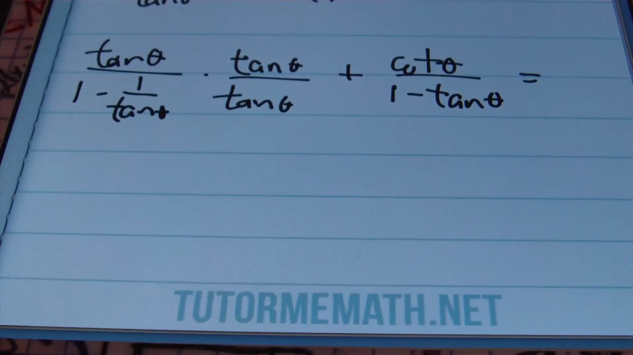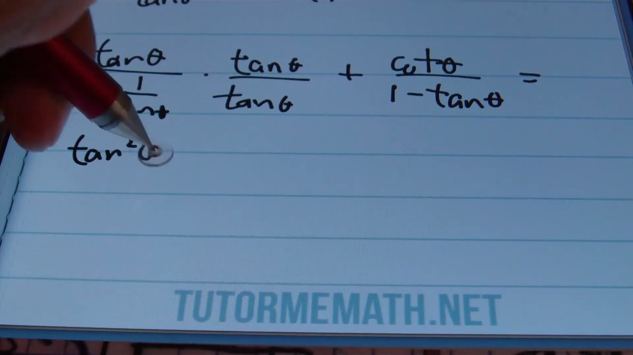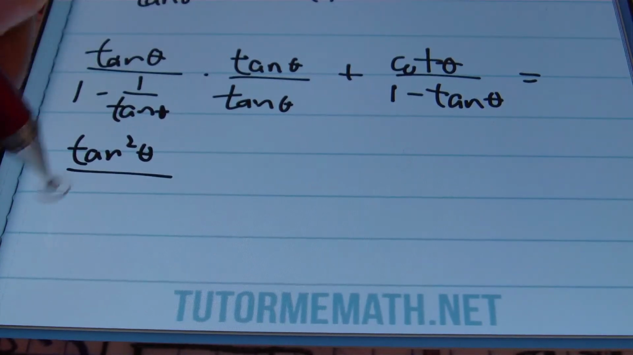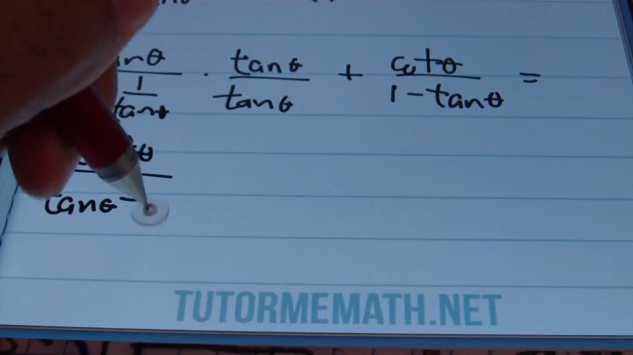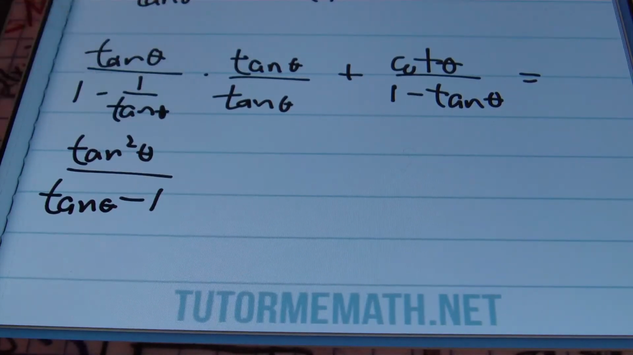In distributing here, we'll be multiplying straight across. You have tan theta times tan theta, that'll give you tan squared theta. All of this is now over 1 times tan theta, which is tan theta, minus 1, because 1 over tan theta times tan theta, the tan thetas cancel out to leave you with just that 1 right there.